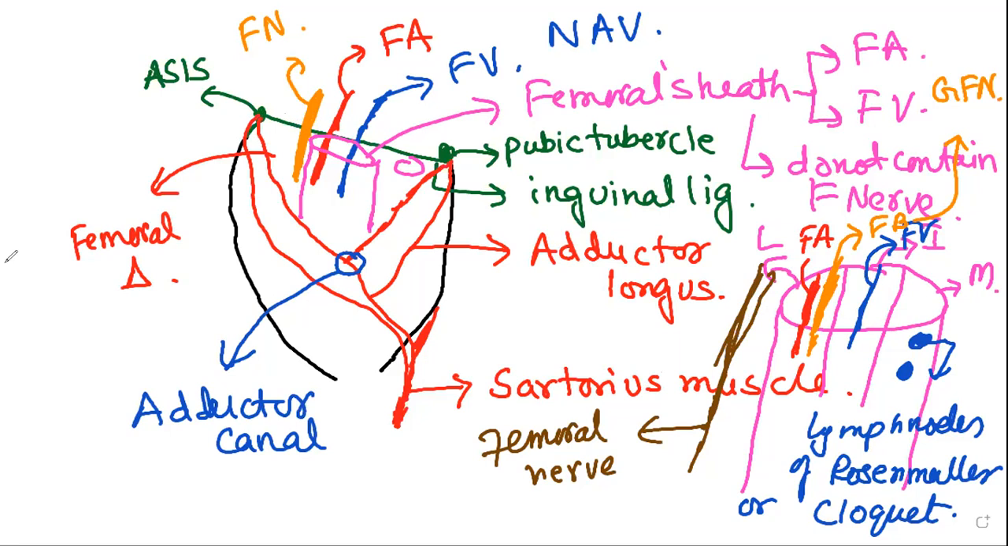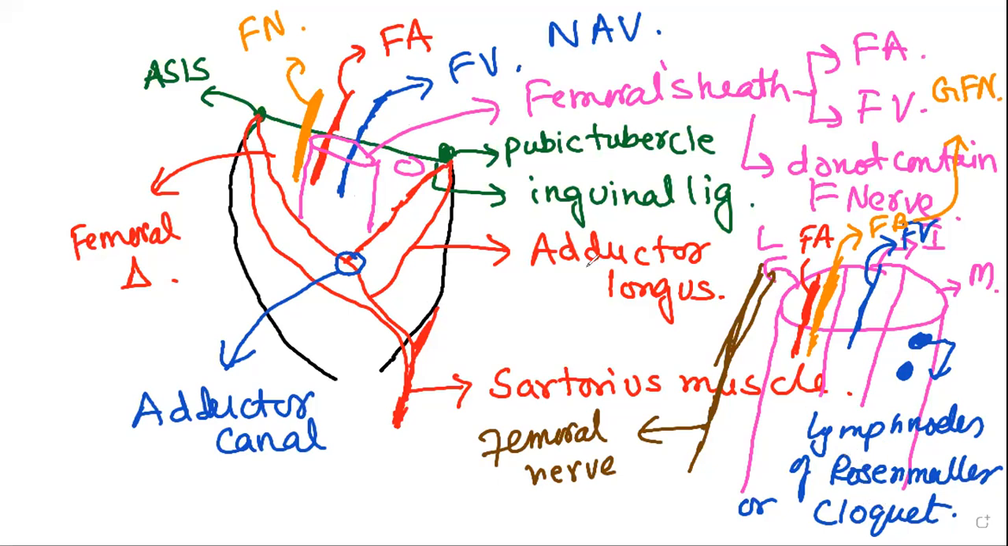So once again, I am telling to all of you, see here. This is your inguinal ligament. This is the adductor longus muscle. This is the sartorius muscle. And this triangle which is forming, this is known as what? This is your femoral triangle. And in this femoral triangle, you have femoral nerve, femoral artery, femoral vein, and some lymph nodes of Rosenmuller or Cloquet.